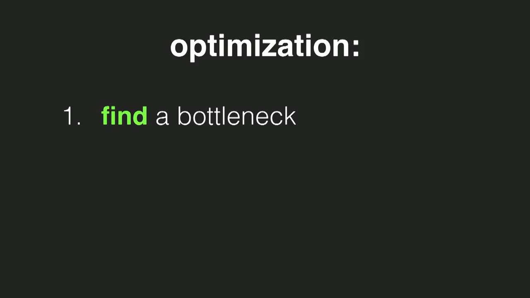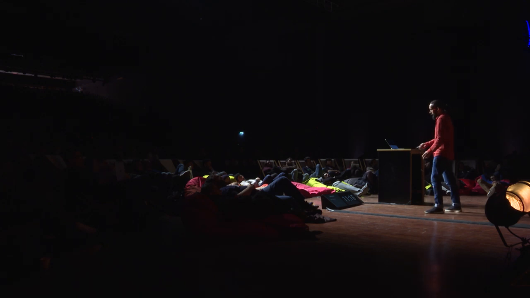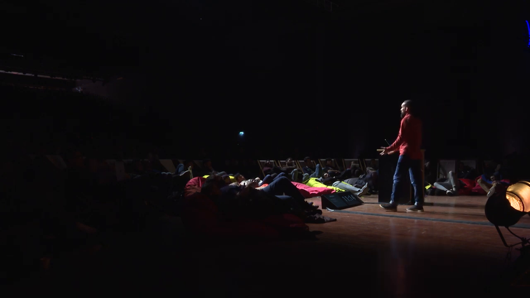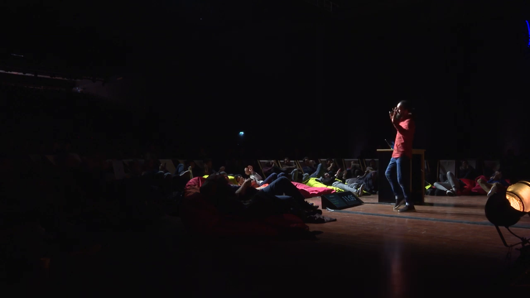So how to make fast code? Three steps, very simple. Find a bottleneck, something that's actually the slowest part, and try to understand why it's slow, and then make it faster. Okay, I'm done.